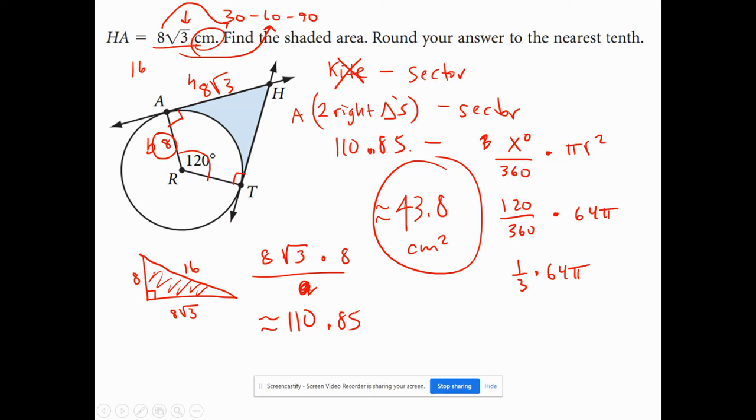Okay, that's it for this section. This is, like I said, going to give you some of the most challenging problems. So they're combining the 30, 60, 90 right triangles mostly, and other things that we've done using circles and sectors and kites and triangles and all kinds of stuff.